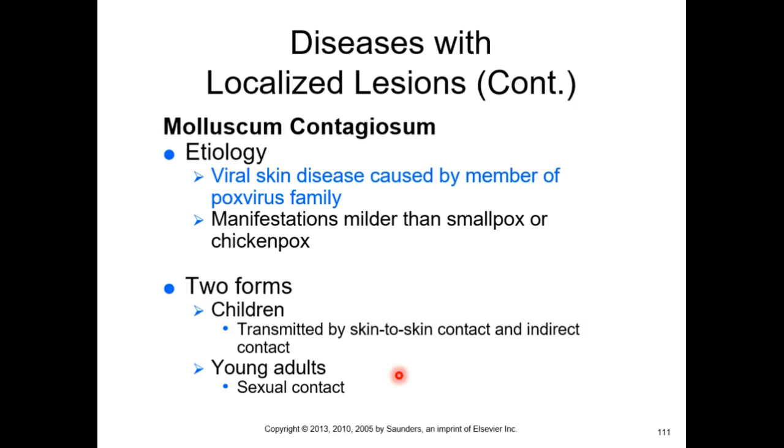Molluscum contagiosum is a viral skin disease, part of the pox virus family. It's a milder manifestation than smallpox or chickenpox. It actually doesn't necessarily need to be sexually transmitted. It can be transmitted via skin-to-skin contact in children, for example. It is highly contagious, and it just looks like that.